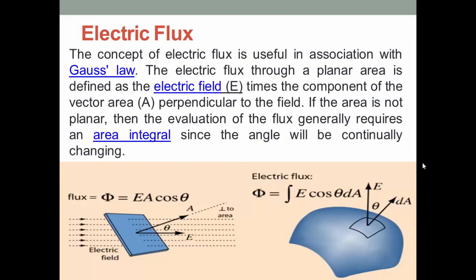Electric flux. The concept of electric flux is useful in association with Gauss's law. The electric flux through a planar area is defined as the electric field times the component of the vector area A perpendicular to that field, that is phi is equal to EA cos theta. If the area is not planar, then the evaluation of the flux generally requires an area integral, since the angle will be continuously changing, that is phi is equal to the integral of E cos theta dA.